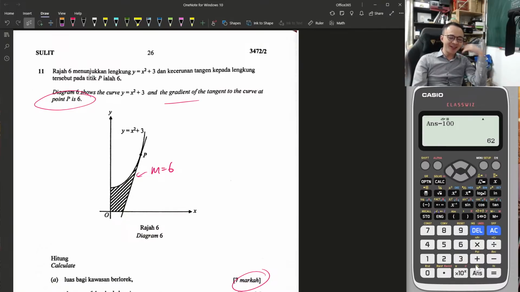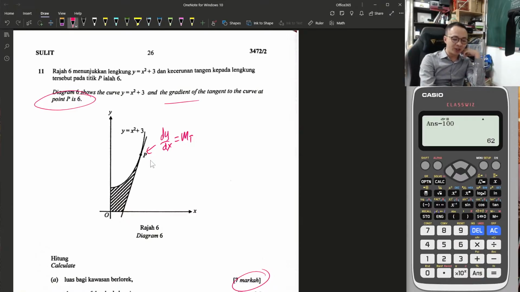All right, so first thing is, since m equals 6, we know at the tangent point, dy/dx will be the same as the gradient of the tangent, isn't it? So since the gradient of the tangent here is 6, then my dy/dx will be the same as the gradient of the tangent at the point P. So from this information, I can get the coordinates of P.